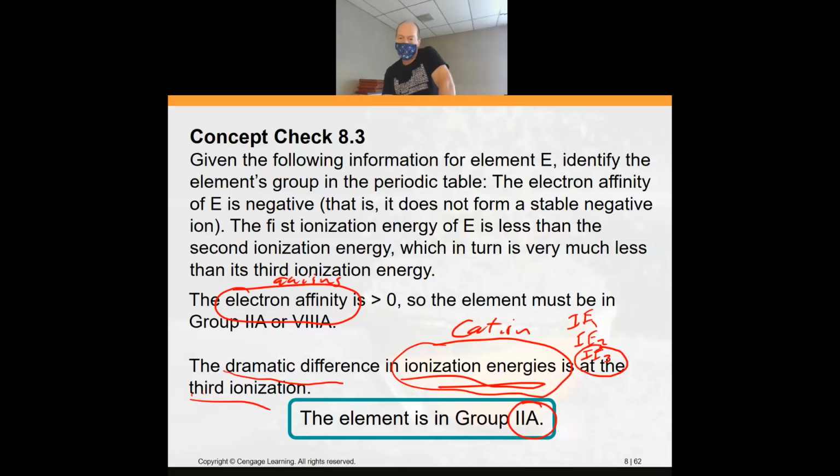First electron comes out, fine. Second electron comes out, fine. Now you have the electron configuration of the noble gas. The 3rd one is going to have a dramatic increase in ionization energy.